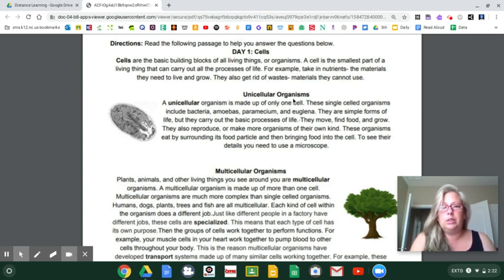Unicellular organisms. A unicellular organism is made up of only one cell. These single-celled organisms include bacteria, amoebas, paramecium, and euglena, also algae, yeast. They are simple forms of life, but they carry out the basic processes of life. They move, find food, and grow. They reproduce or make more organisms of their own kind. These organisms eat by surrounding its food particle and then bringing food into the cell. To see their details, you need a microscope.